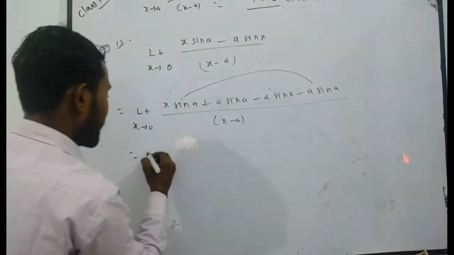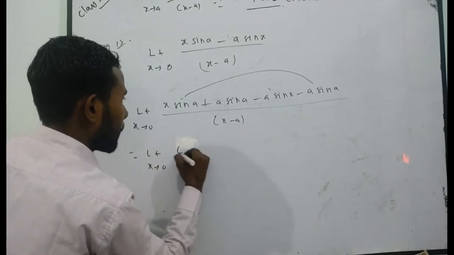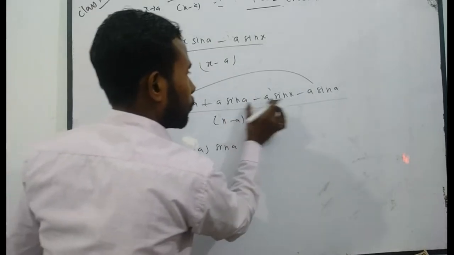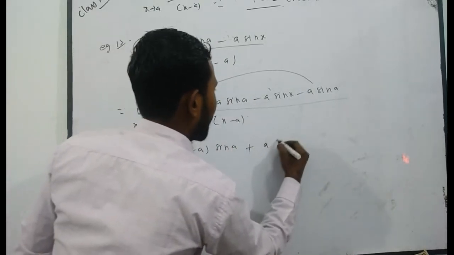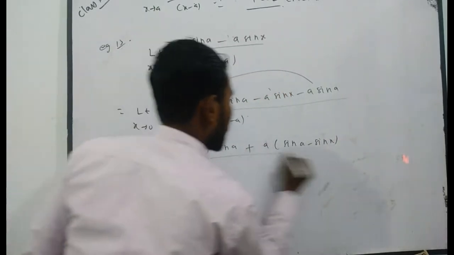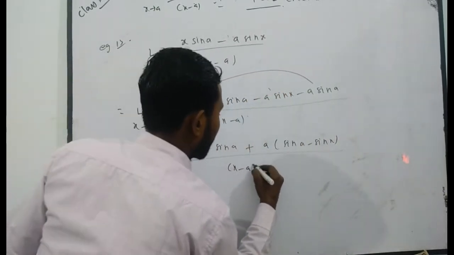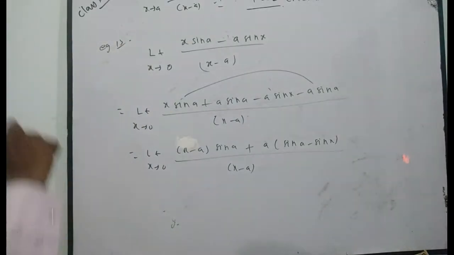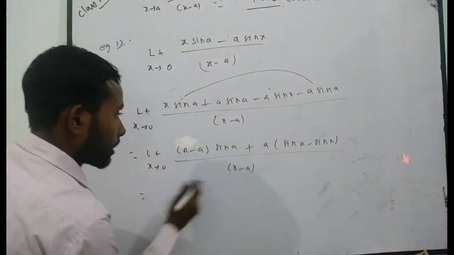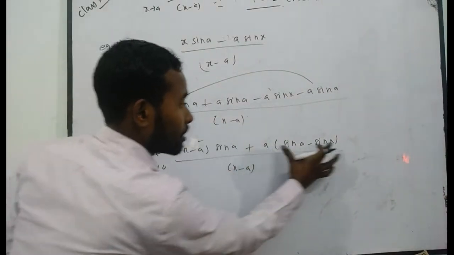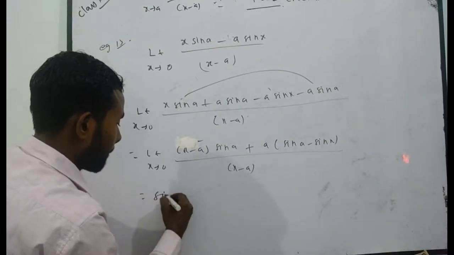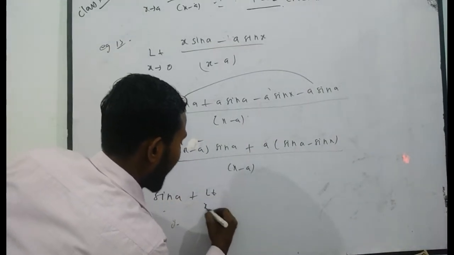x minus a into sin a. Can you write limit x tends to 0 of x minus a into sin a plus, if you take common a here, what do you get? Sin a minus sin x. I think you understand. Now in the denominator you get x minus a. Have you understood? Now if you separate the whole expression, this factor by this factor, it becomes sin a. So it will be sin a plus limit x tends to 0.